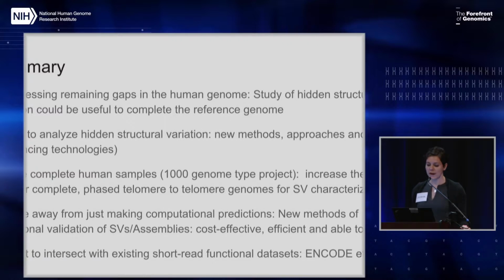Also, we need to move away from making simple computational predictions of these types of structural variants. New methods need to be developed, and so we can look at orthogonal validation of these new assemblies, and the new standards should make it more cost-effective and efficient and able to scale to diploid genomes. And also, there was a lot of enthusiasm in our section about how to intersect the hidden structural variants with existing short-read functional data sets such as the ENCODE project.